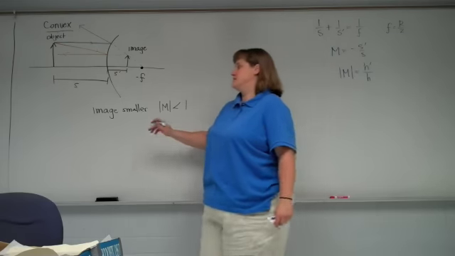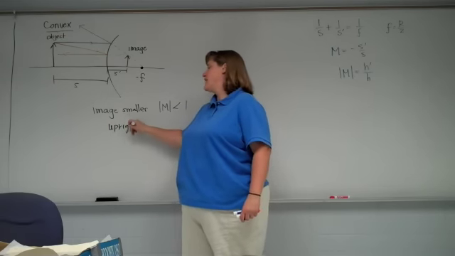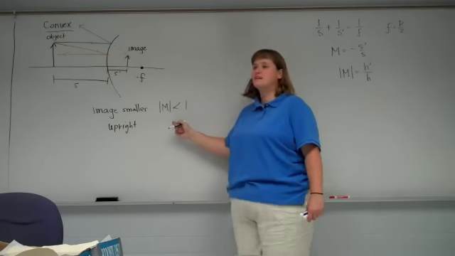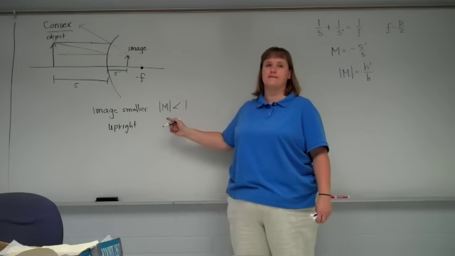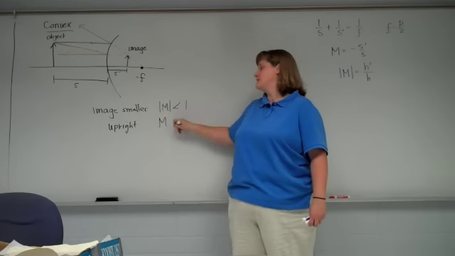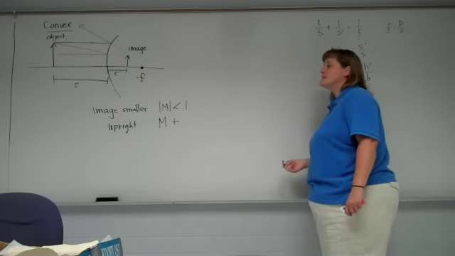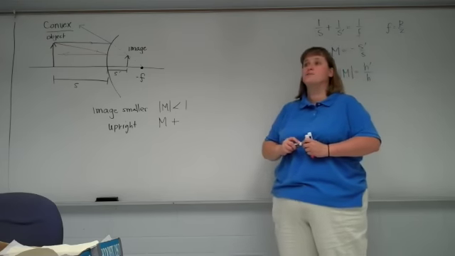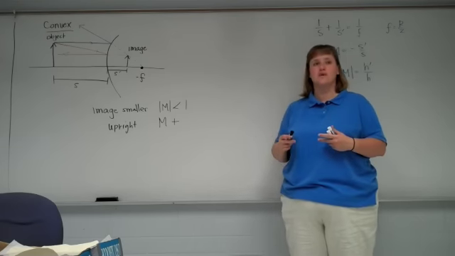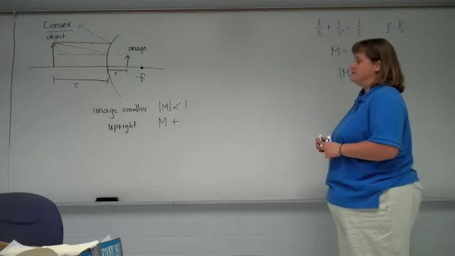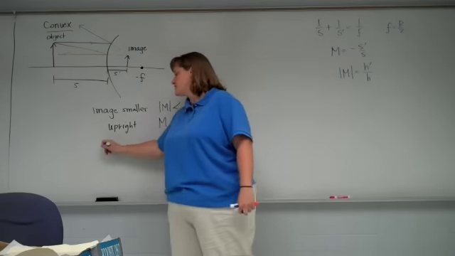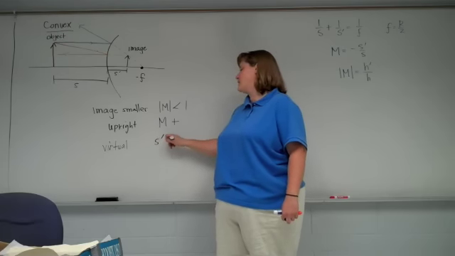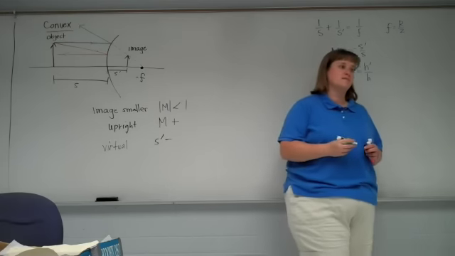Our image is upright. The arrow was pointing up as the object. The arrow was pointing up as the image. Mathematically, what will represent that our image is upright? Positive m. Exactly right. So if we were plugging in numbers, we would get a magnification value that was positive point something, something less than 1. This image is virtual. So mathematically we would need to come out with a negative value for S prime.